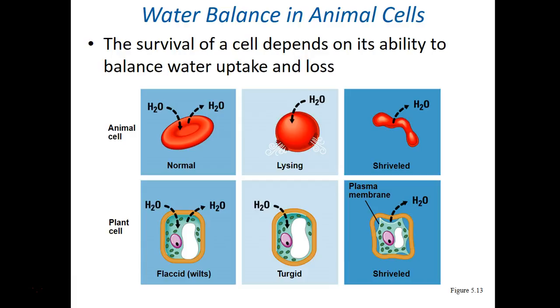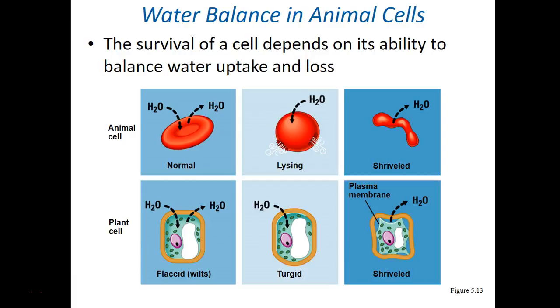All cells depend on regulating the amount of water within them. In animal cells, a normal red blood cell will have an equivalent amount of water going into it as leaving it. If you put a red blood cell into distilled water, what would happen is water would move down its concentration gradient from the distilled or pure water into the saltier water of the inside of the cell. The cell would fill and fill with water molecules until, like a balloon, it would burst, and this is called lysing.